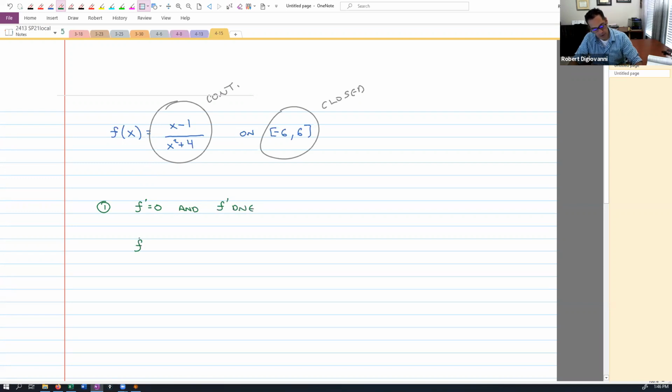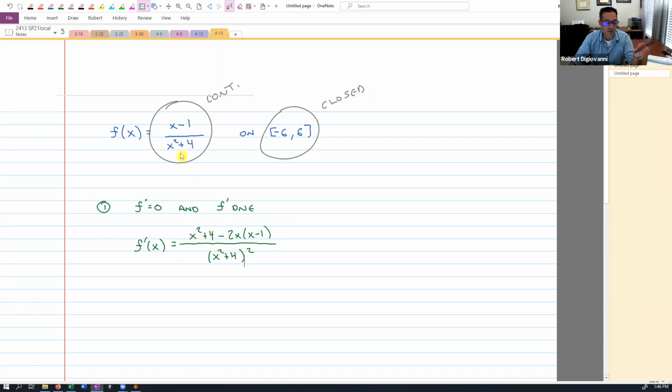All right, that means I need the derivative. Well, the derivative of this is going to be x squared plus 4 minus 2x times x minus 1, over x squared plus 4 squared. So I just did quotient rule. I'll just run through it real fast. We take the derivative of the top, which is 1, times the bottom, which is x squared plus 4. So that's this.